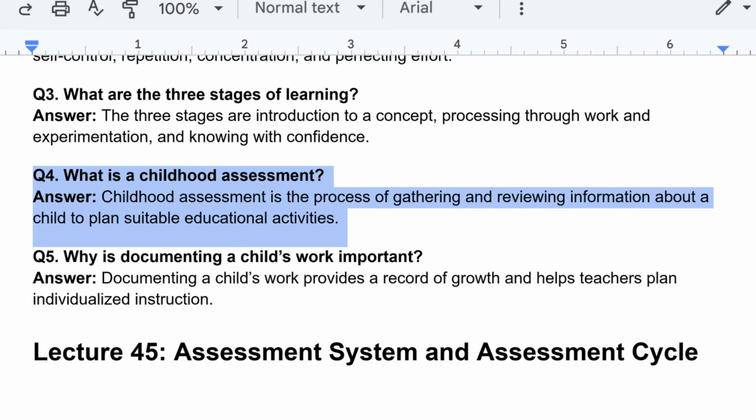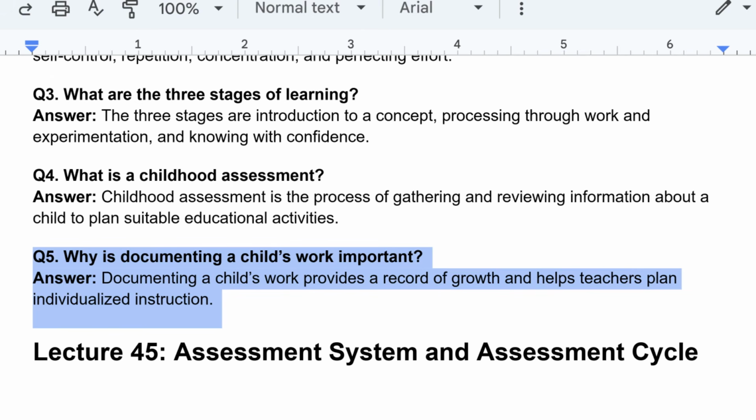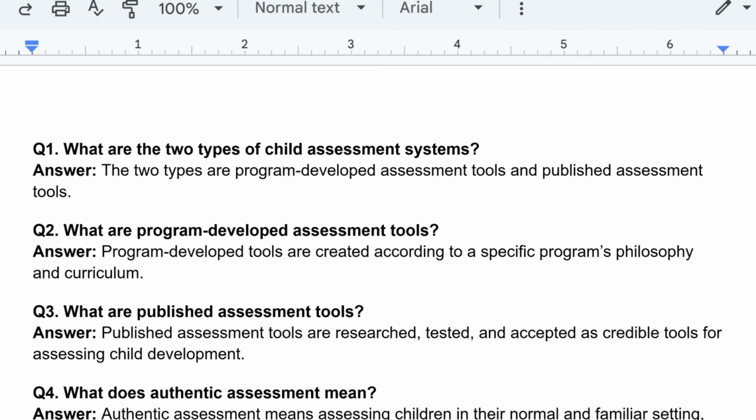What is childhood assessment? Childhood assessment is the process of gathering and reviewing information about the child to plan suitable educational activities. Why is documenting a child's work important? Documenting a child's work provides a record of growth and helps teachers plan individualized instruction.